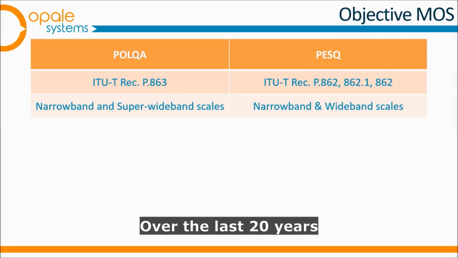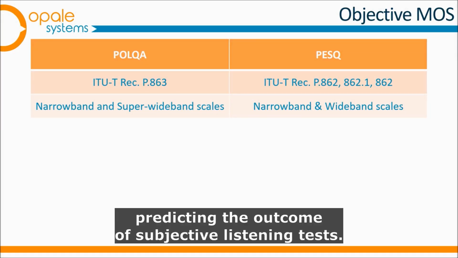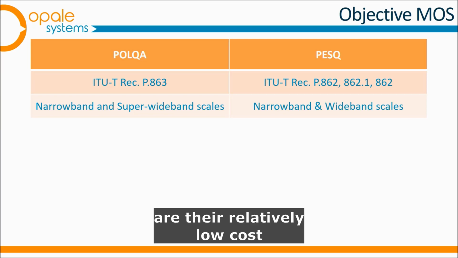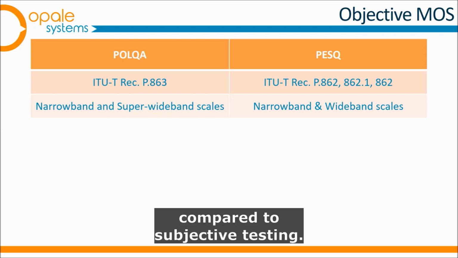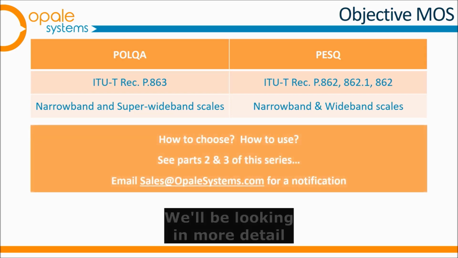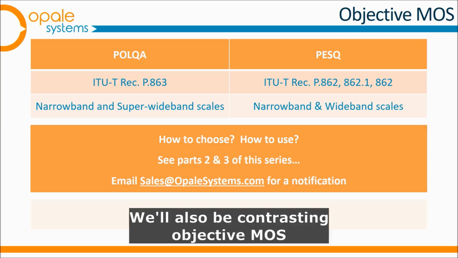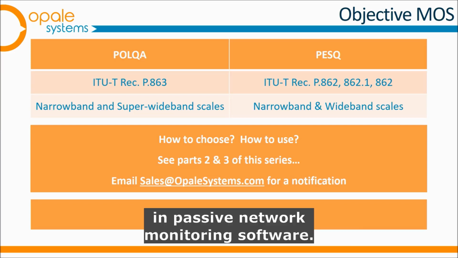Over the last 20 years, a series of algorithms have been developed, all with the aim of predicting the outcome of subjective listening tests. The benefits of these objective methods are their relatively low cost and very short processing times compared to subjective testing. We'll be looking in more detail at two widely used objective metrics in the next two videos. We'll also be contrasting objective MOS with methods sometimes used to synthesize MOS in passive network monitoring software.